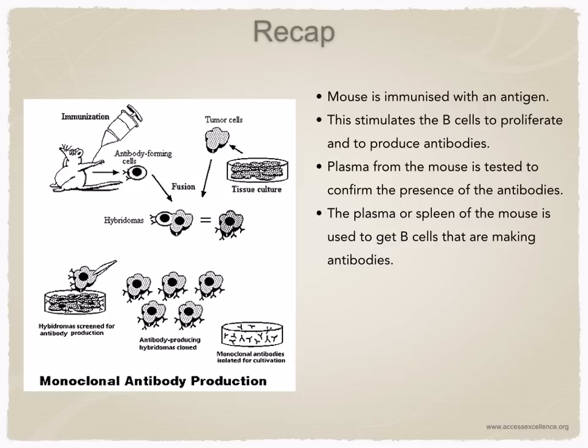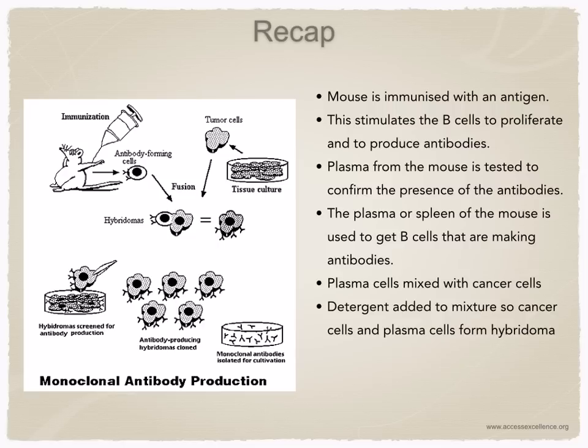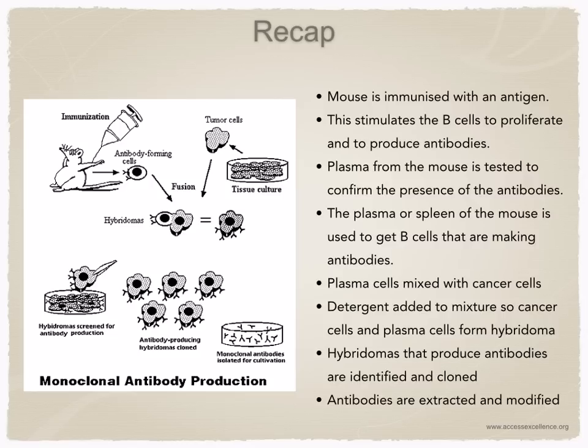The plasma or the spleen of the mouse is used to get these B cells that are making the antibodies. The plasma cells are mixed with the cancer cells. Detergent is added to the mixture so that the cancer cells and the plasma cells fuse to form a hybridoma. The hybridomas that produce antibodies are identified and cloned, and then antibodies from a single clone are extracted and modified.